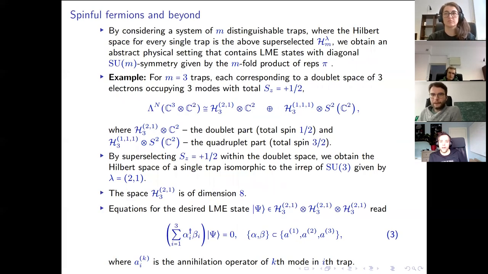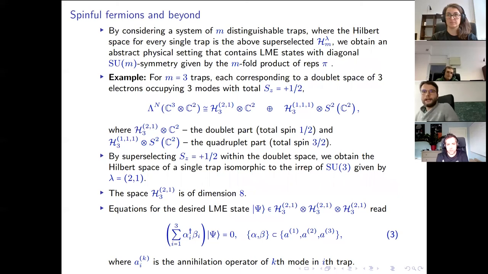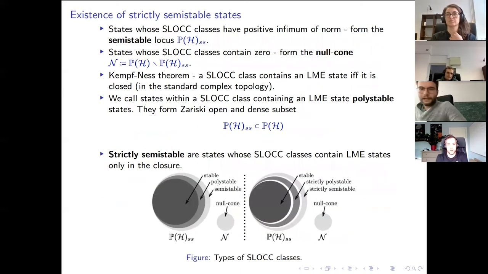Okay. So then we obtain some physical setting which contains LME states with diagonal SU(N) symmetries. So these nice states have symmetry given by just the M-fold tensor product of pi, and pi is just the basis change of modes. This is the action of the basis change of modes. That's it.